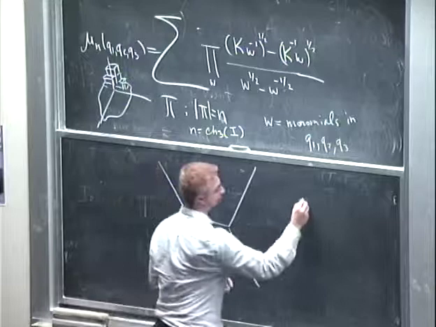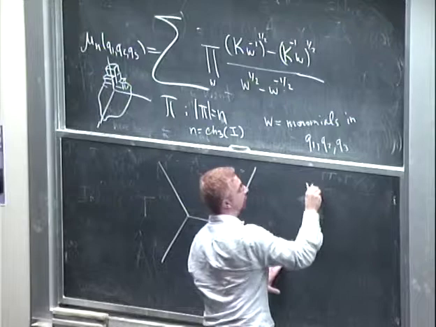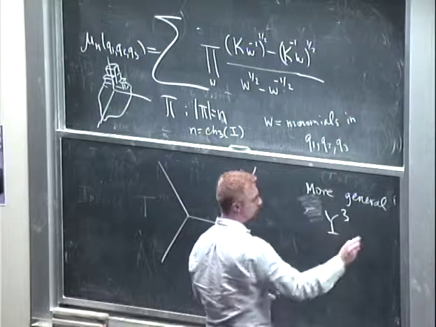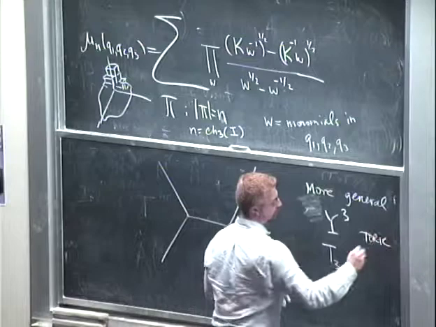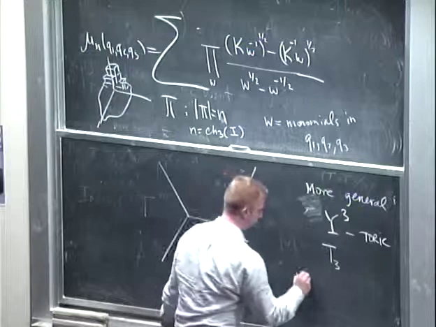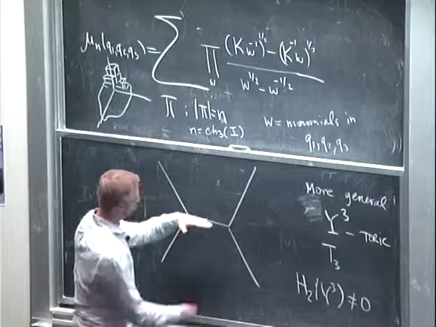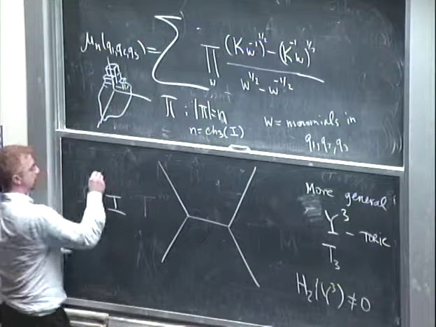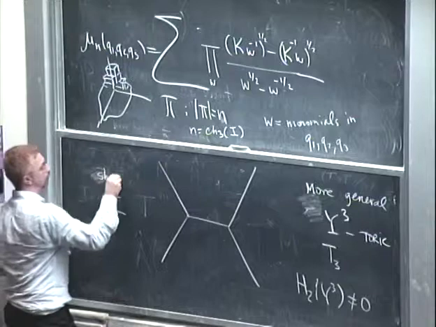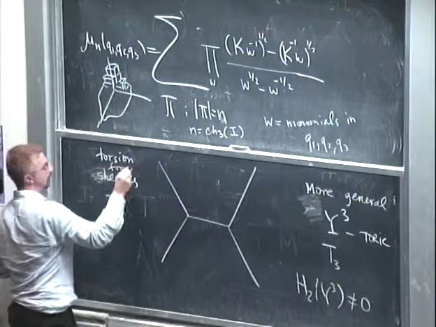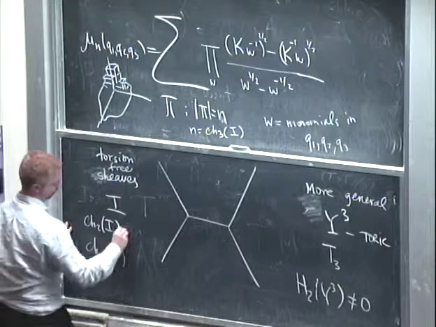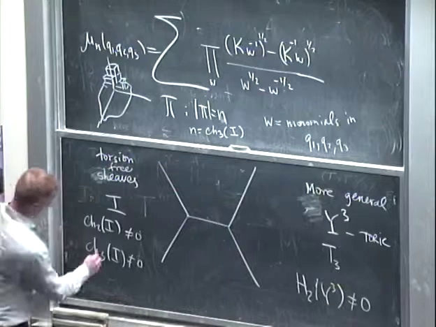So Y3, more general. So it is still toric, so there is an action of a three-dimensional torus. So if H2 of Y3 is non-zero, we normally consider sheaves which have non-trivial codimension two components. So we study torsion-free sheaves with Chern 2. And again, so there is a localization with respect to the action of the torus.